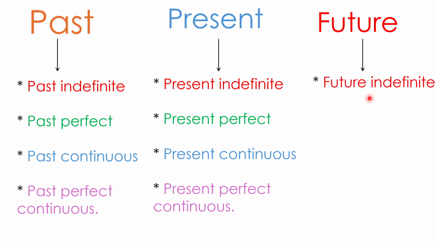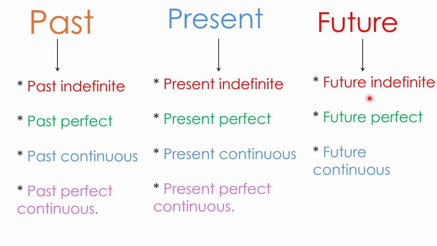We've got future indefinite, also known as future simple, future perfect, future continuous, and future perfect continuous. Now, these are all the 12 tenses, and you need to know them. So let's start this lesson. First of all, we are going to be looking at the definitions of each of these tenses. So let's begin.